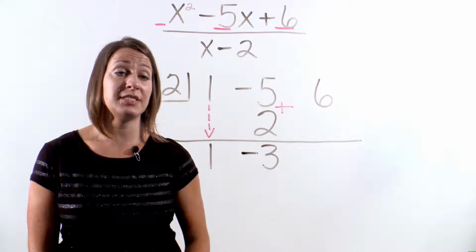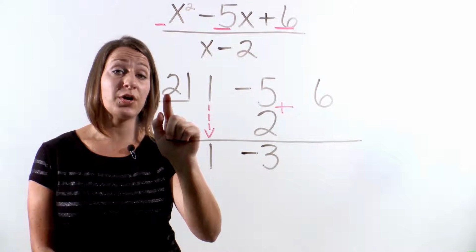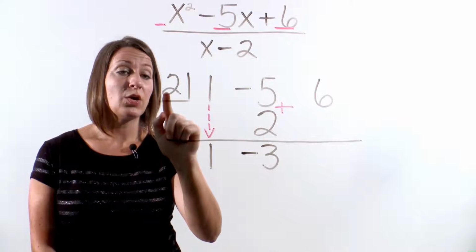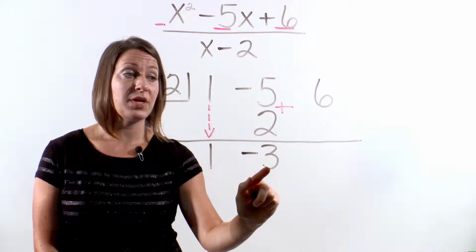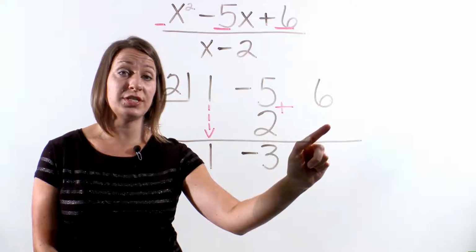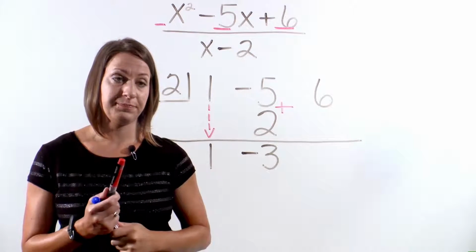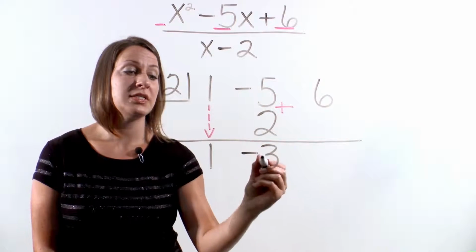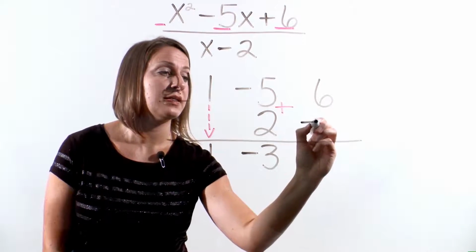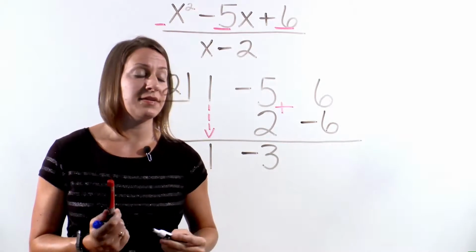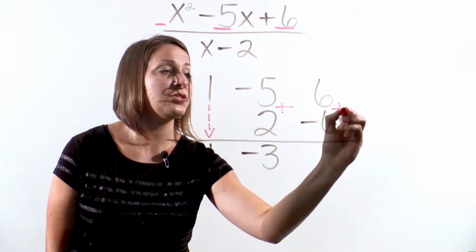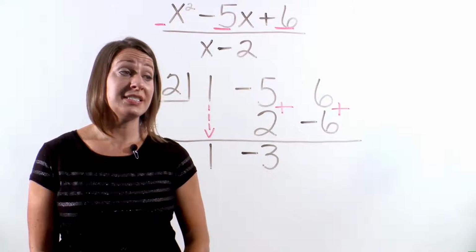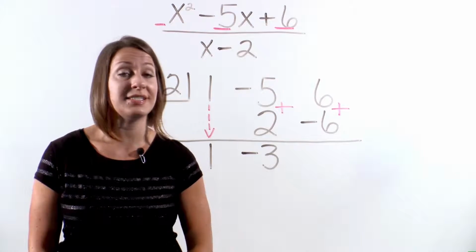Then the process begins again. We're going to go back up to our corner number. We're going to multiply 2 times negative 3 and put the answer underneath this positive 6. 2 times negative 3 is negative 6. And then we're going to add those two numbers together. 6 plus negative 6 is 0.